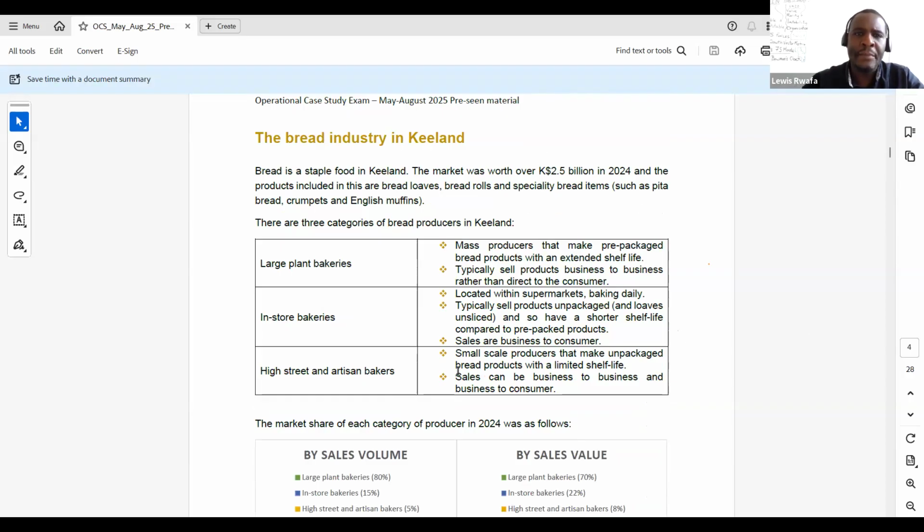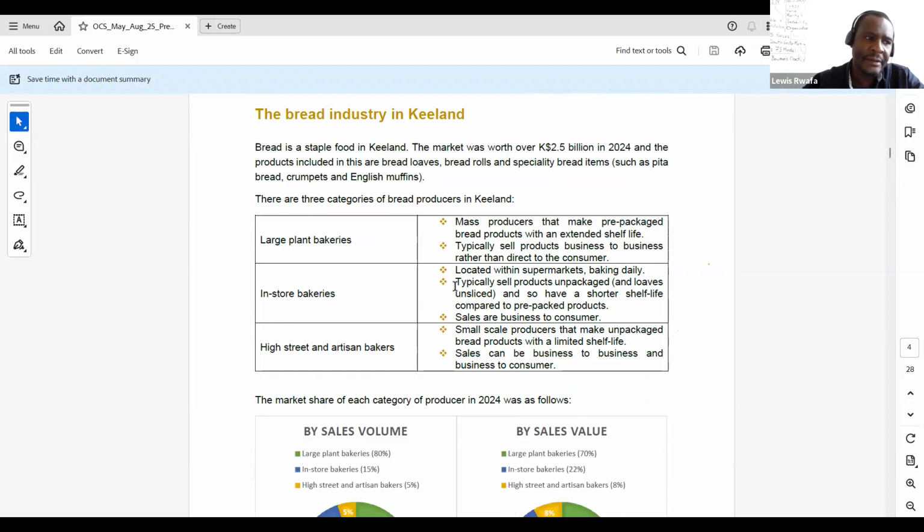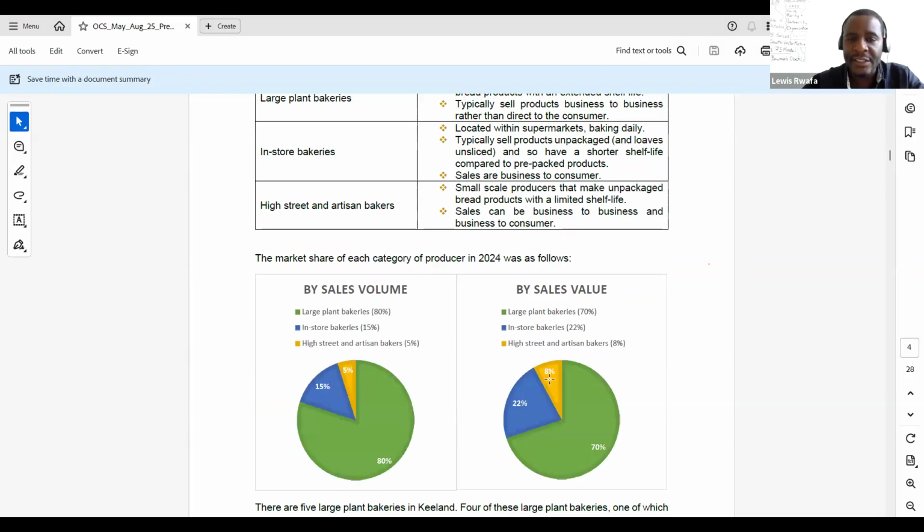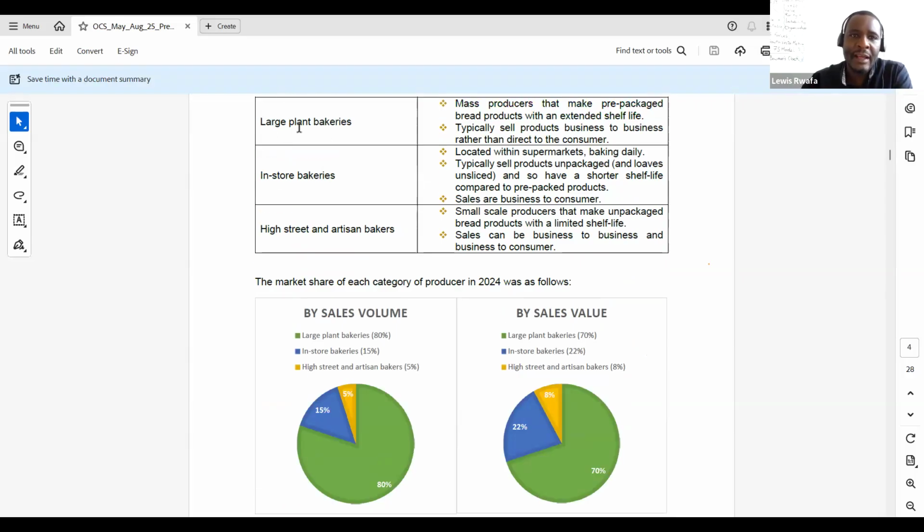If you go to the bread industry in Keelan, there's a breakdown there. It talks about large plant bakeries, in-store bakeries, and high street bakeries, and in terms of market share, market volume is given there. You can see the market share of 80% is large plant bakeries, and market share by sales value, again, 70%. That's where most of the business is, with large plant bakeries. And if you look at how Halfpenny is operating, they're supplying large plant bakeries, in-store bakeries, and high street bakeries.